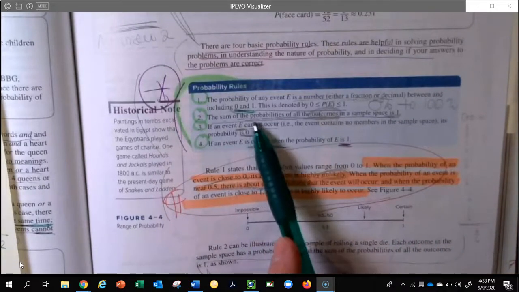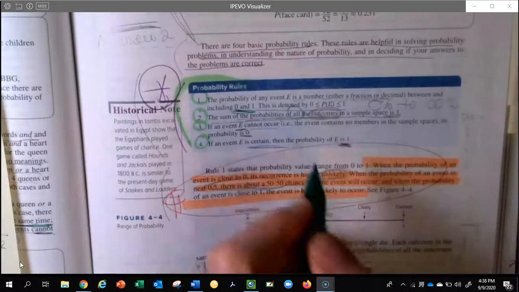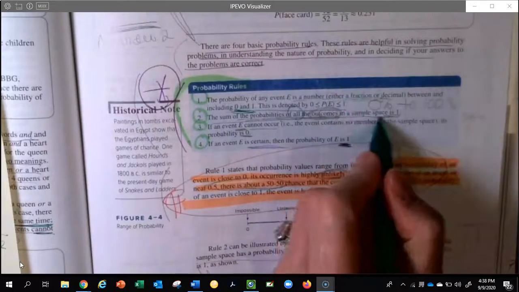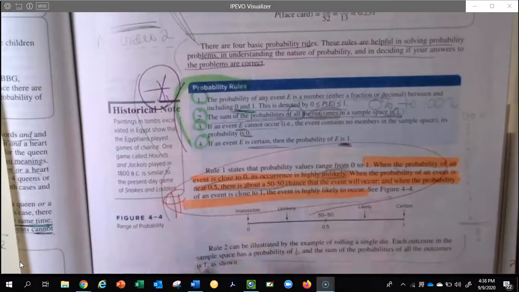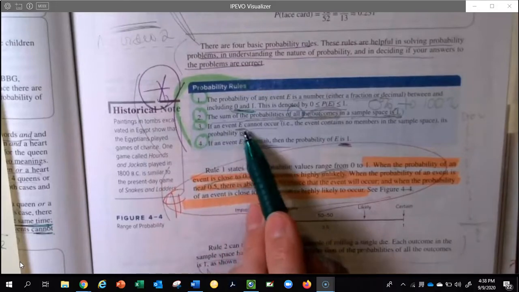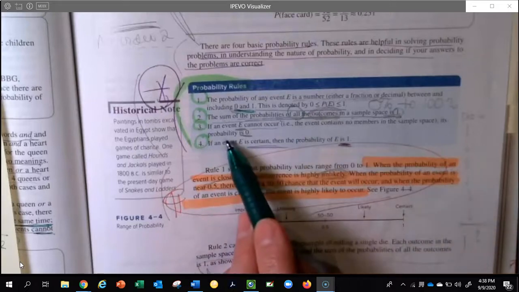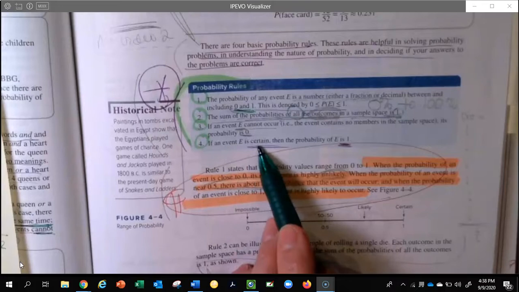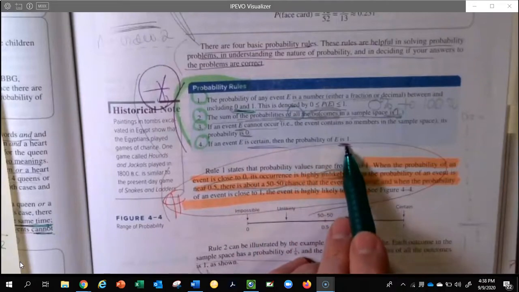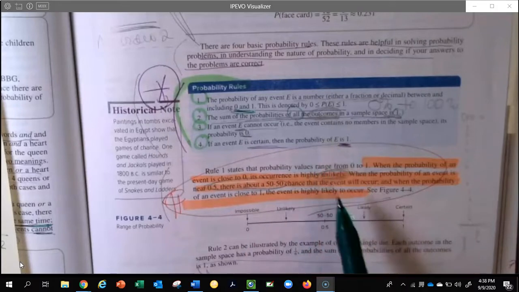The sum of the probabilities of all of the outcomes in a sample space is always going to be 1. If an event E cannot occur, in other words, it contains no members in the sample space, then its probability is 0. And if an event E is definitely certain, then it's at 1. In other words, 0% or 100%.